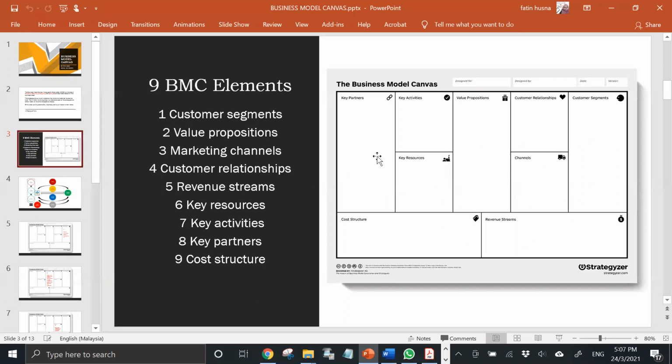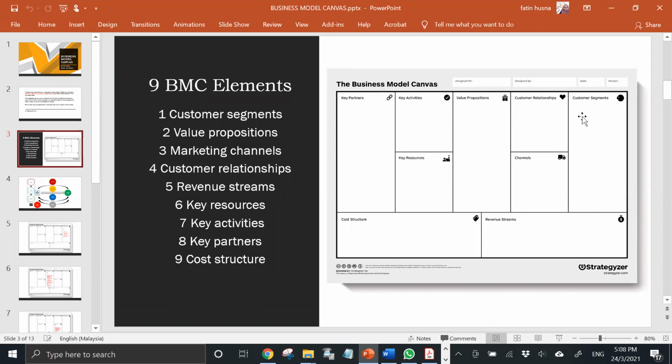When you are doing BMC, you cannot change the location of each element, and it must be in one page. You cannot do it in 2 pages. It must be like this, but you can decorate this one. I'm going to show you later on, but you cannot change the format.